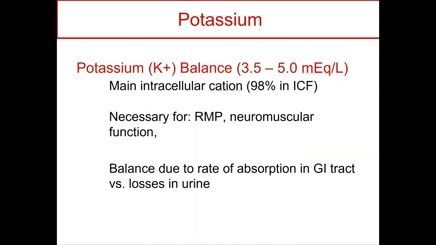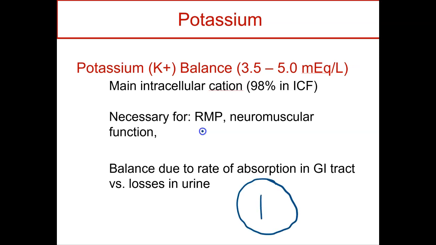Our other important cation is potassium. We know that potassium is the main one in our ICF, and it's critical for normal cell functioning. We need it specifically for that resting membrane potential. We need it for our neurons and our muscles to function, so we can say neuromuscular function.